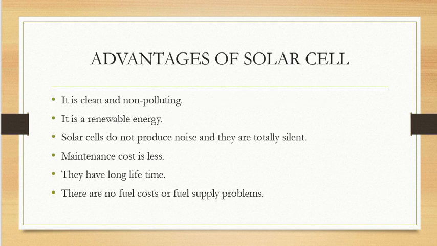Now let's know the advantages of solar cell. It is clean and non-polluting. The solar cells are clean and non-polluting. It doesn't cause any pollution. Next is it is a renewable resource. It is a continuous form of energy. It doesn't get degraded. The next point is solar cells do not produce noise and they are totally silent. Solar cells don't produce any sound pollution.